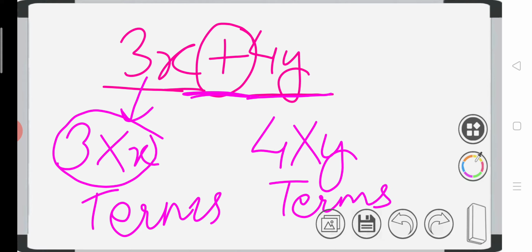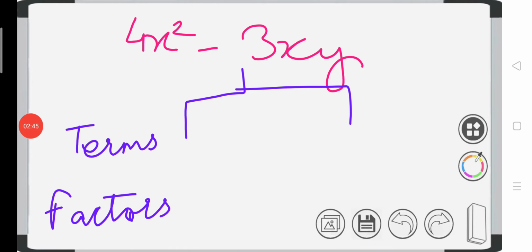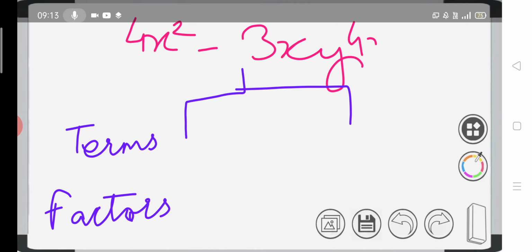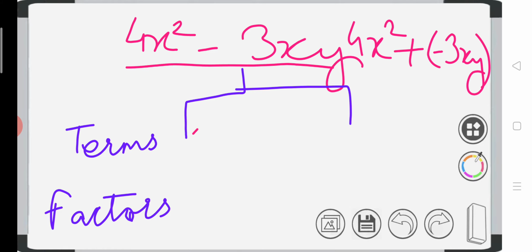Let us now understand with the help of a tree diagram. So now we are understanding terms and factors with the help of a tree diagram. As you have learnt that terms are added. So here it can be written as 4x square plus, here it is a minus sign, so you can write it as minus 3xy. Now we have to separate the terms. So in 4x square minus 3xy, the terms are 4x square, and here you can see it is minus 3xy.